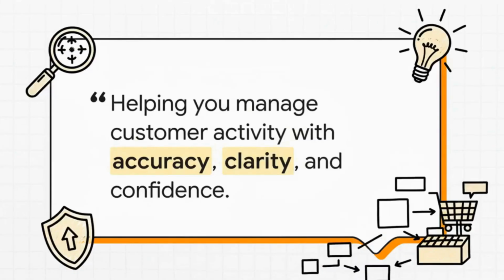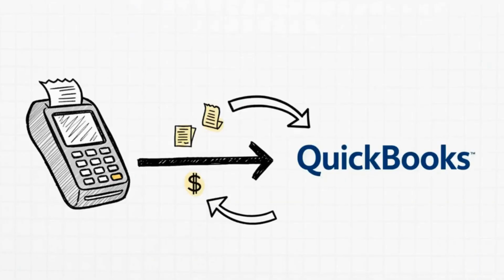This really gets to the heart of it. As Ability Business puts it, the whole goal is to give you accuracy, clarity, and confidence in how you manage your customer accounts. And here's a crucial point. This isn't happening in a vacuum. Every single payment on account that you record in the register also syncs automatically with your QuickBooks Online. This keeps your financial records clean and up to date without any extra work from you.